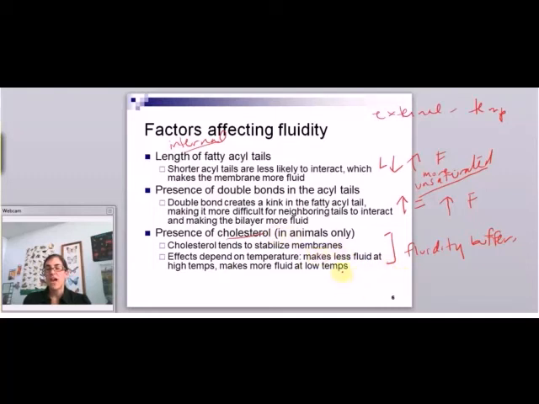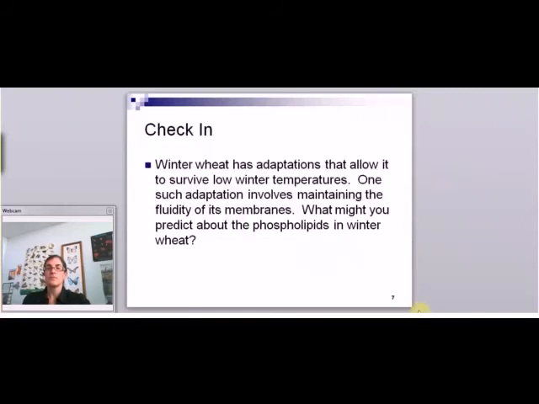So if there's high temps, then it will make it less fluid. If there's low temps, then it will make it more fluid. So if something's going on in the environment, it helps to stabilize the membrane in that environment so that our membranes are less likely to be damaged. But again, it's only present in animals, and that's probably why you already know from nutrition that cholesterol is only found in animal products.